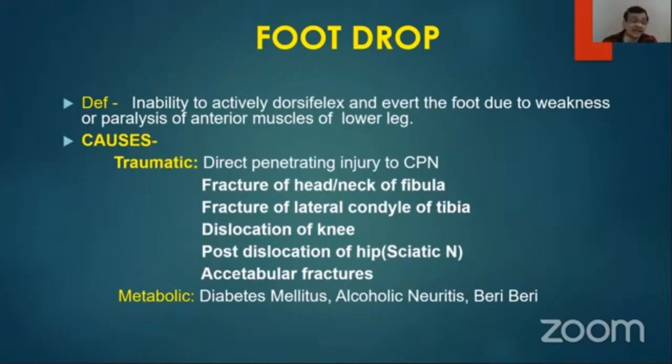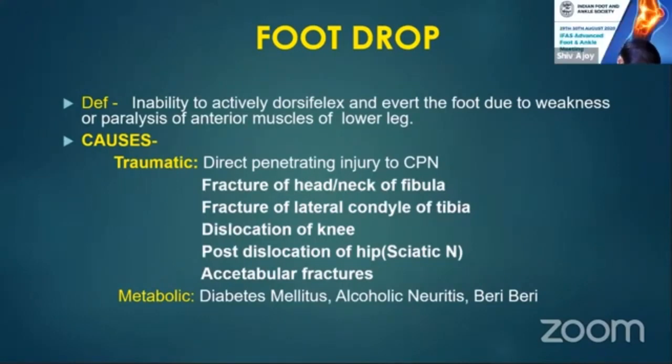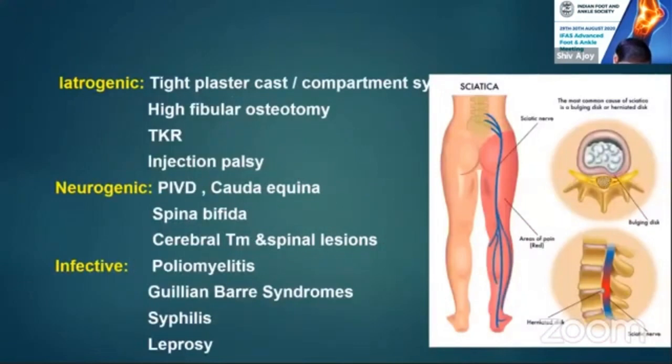The common causes are traumatic, that is direct injury, fracture head of fibula, lateral condyle of tibia, knee dislocation, posterior hip dislocations, acetabular fractures. Metabolic causes include diabetes mellitus, alcoholic neuritis. The iatrogenic causes are tight plaster cast, compartment syndrome, high tibial osteotomy, total knee replacement, and injection palsy. The neurogenic causes are disc prolapse, cauda equina syndrome, spina bifida, cerebral tumors. Infective causes include poliomyelitis, GB syndrome, syphilis, and leprosy.